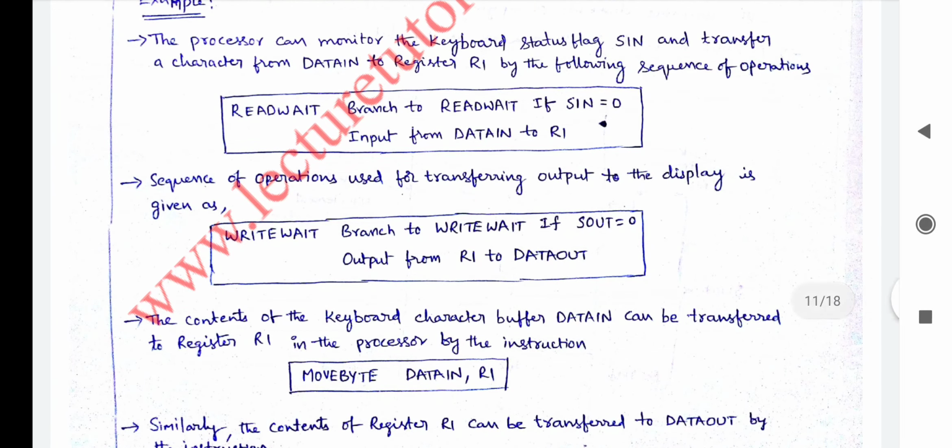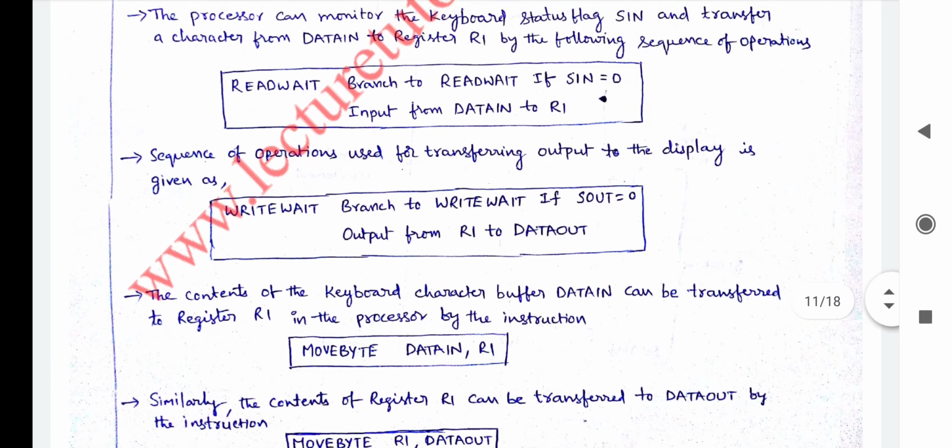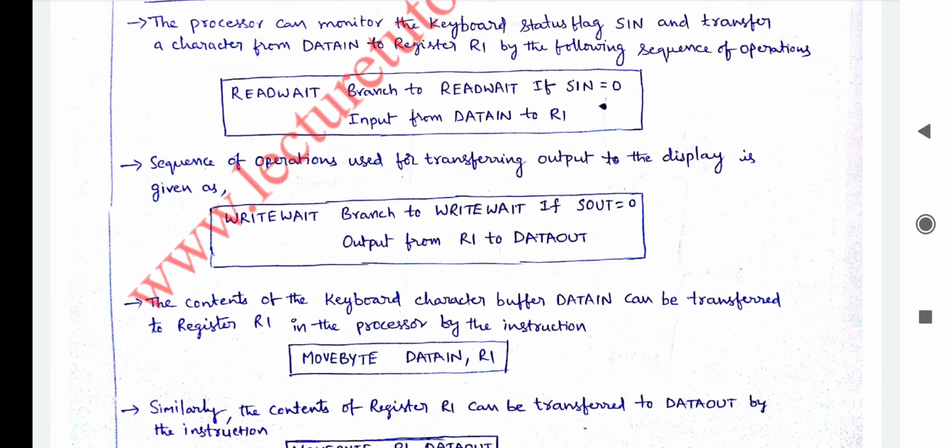The sequence of operations used for transmitting out to the display is: write wait, branch to write wait if S out is equal to 0. Then output from register R1 to data out.